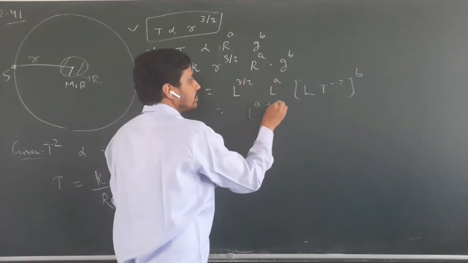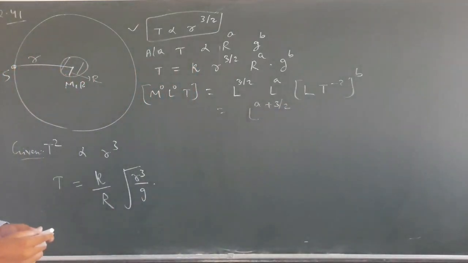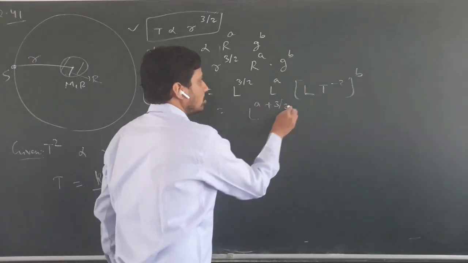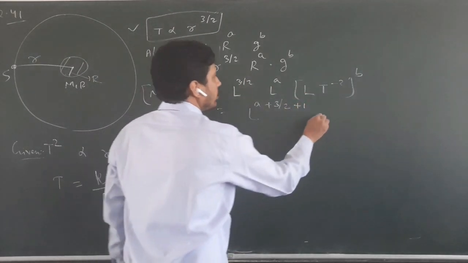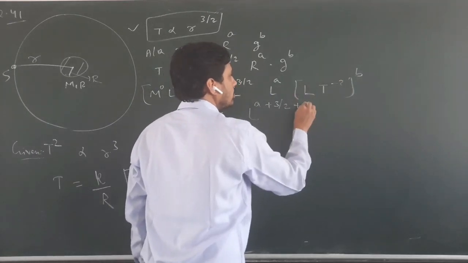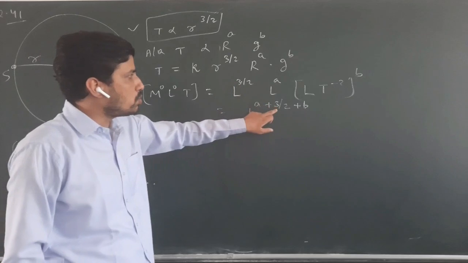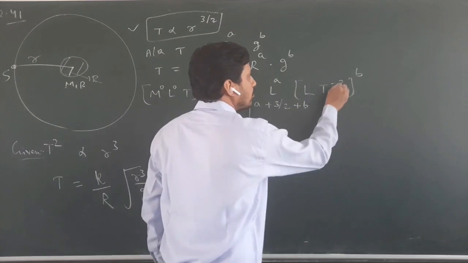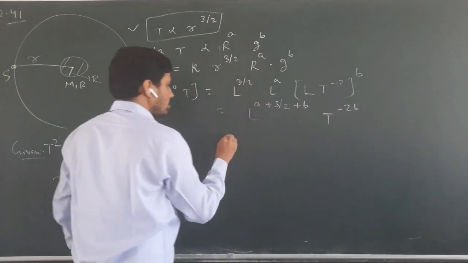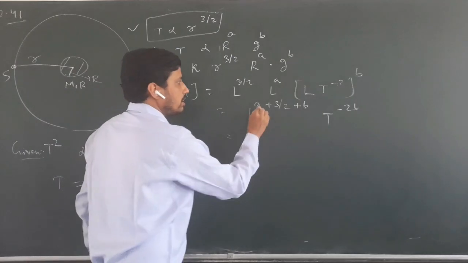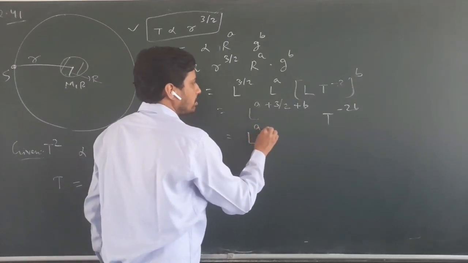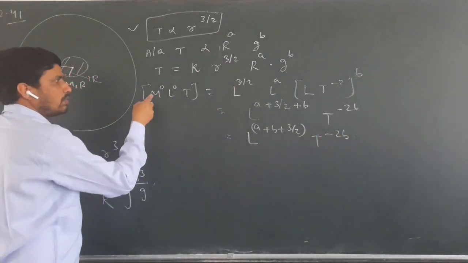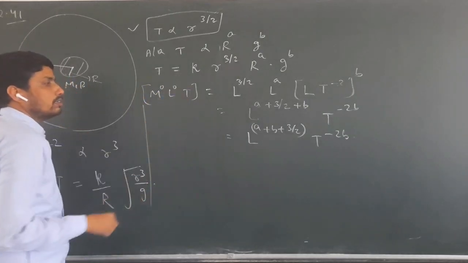So this, if we equate, there is no M, so M to the power 0, L to the power a plus 3 by 2. Oh, wait. There is 3 by 2, there is a, there is one more L, so plus 1 to the power b, sorry. Let me rectify myself. There is 3 by 2, there is a, and this is L to the power b, that is b. And then we have T to the power minus 2 to the power b, that is minus 2b. So let's combine them. So we get L to the power a plus b plus 3 by 2, T to the power minus 2b. And here we have M0, L0, T to the power 1.